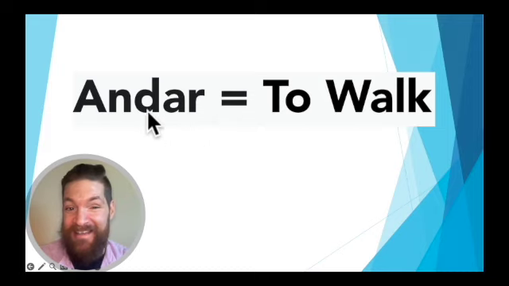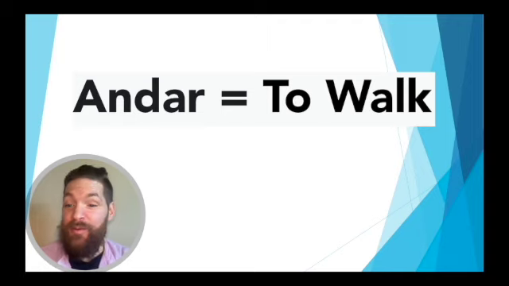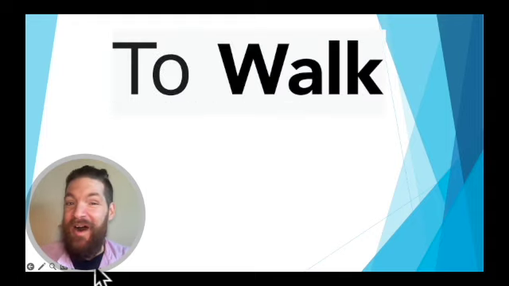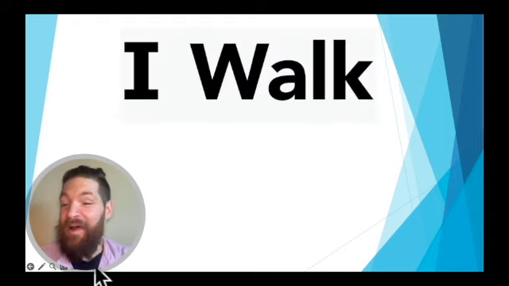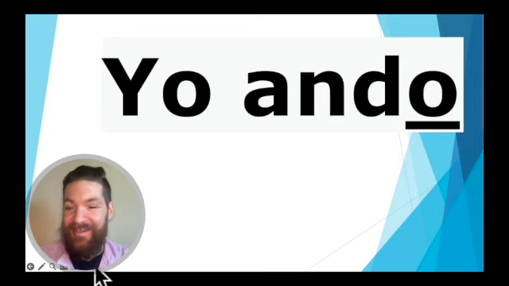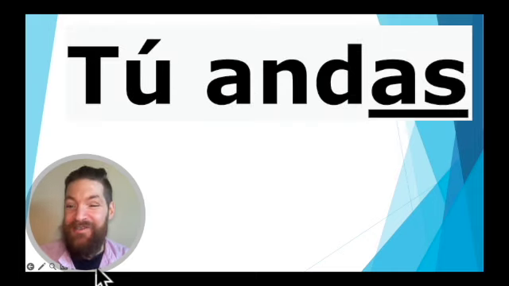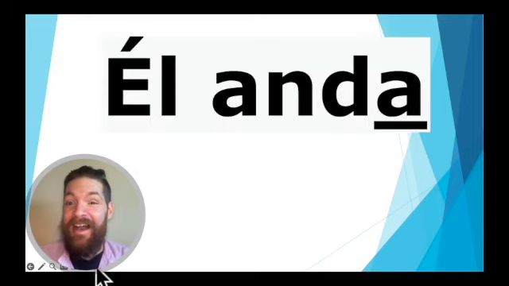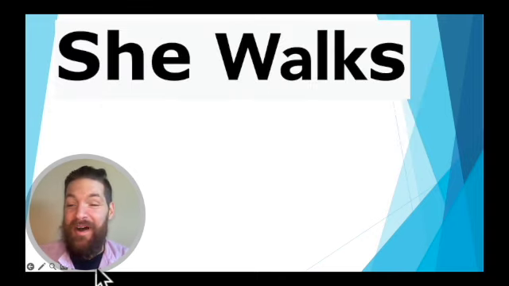Okay, so this is also another AR verb. You see how it ends in AR. Andar. You could also say this is to ride a bicycle, like yo ando en bici, but it also means to walk. So let's go. What's andar? To walk. I walk. Yo ando. You walk. Tú andas. He walks. Él anda.